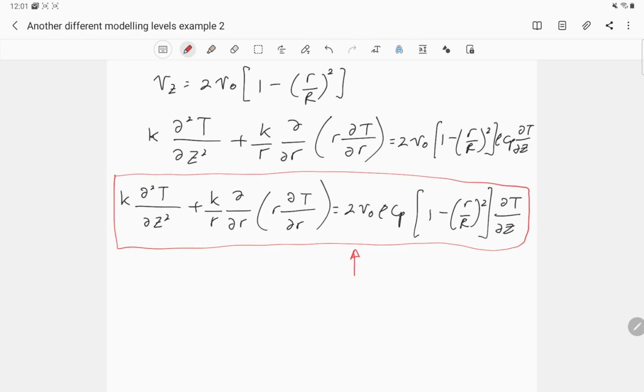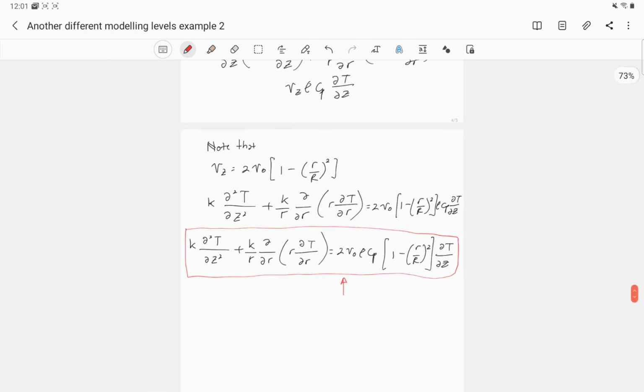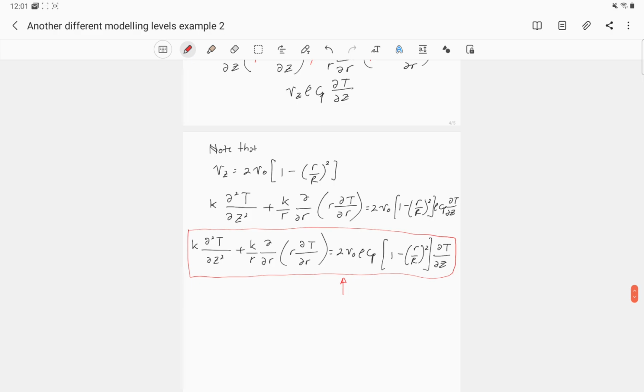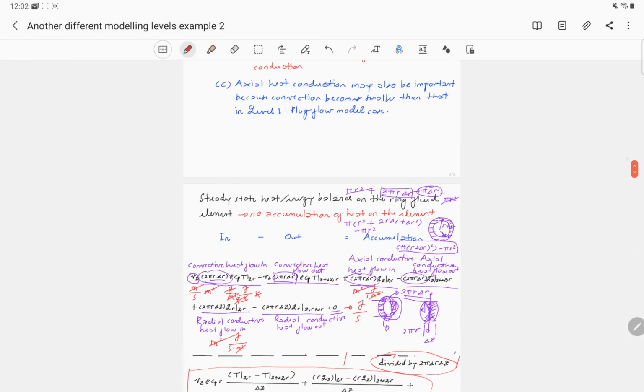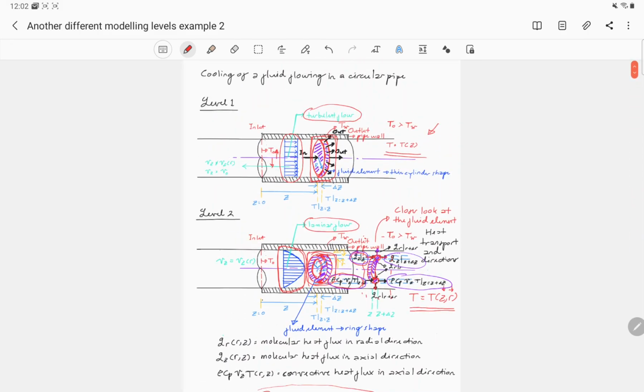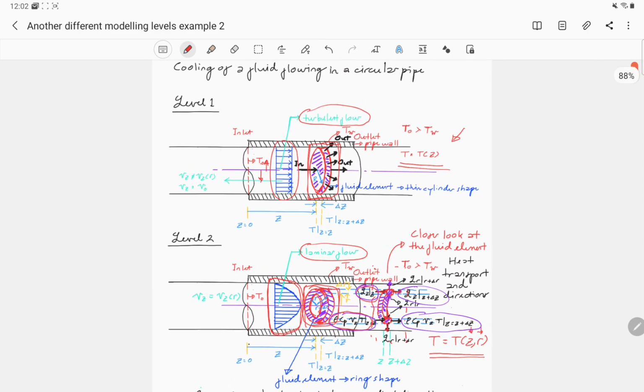As you can see in here, the final expression for this model will be much more complex than the differential equation that we obtained from the plug flow model. So by increasing the level of hierarchy of the modeling, we know that the model becomes much more complex. So I hope that this gives an overview into another example for the different modeling levels.